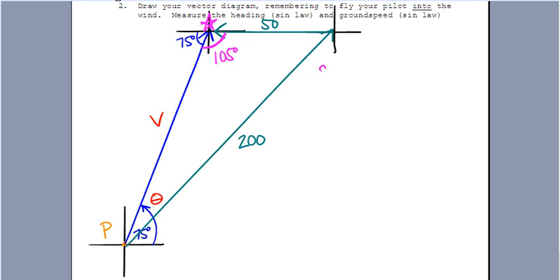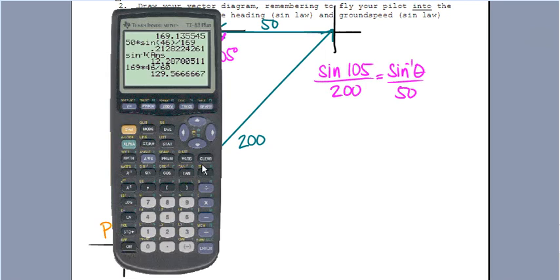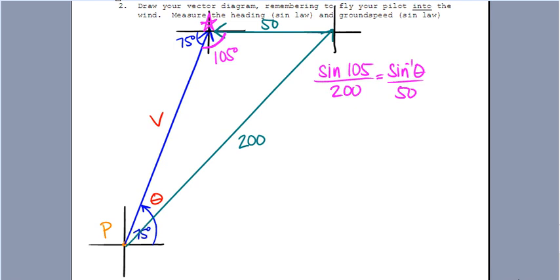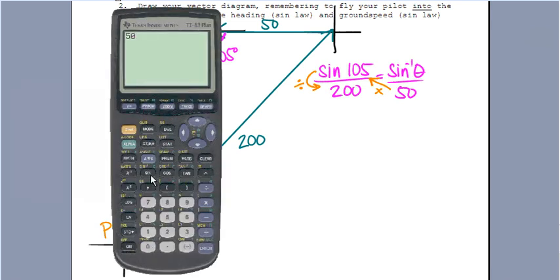We have a sine 105 opposite at 200 and a sine theta opposite at 50. You will have to second function or inverse sine in order to get the actual angle and not just a decimal. So cross multiply and divide, maybe I'll show that again. Sine law is pretty slick. Multiply diagonally, divide by the leftover. 50 times sine 105, close the bracket, divided by 200.